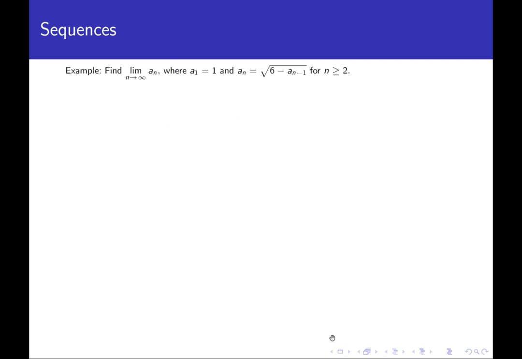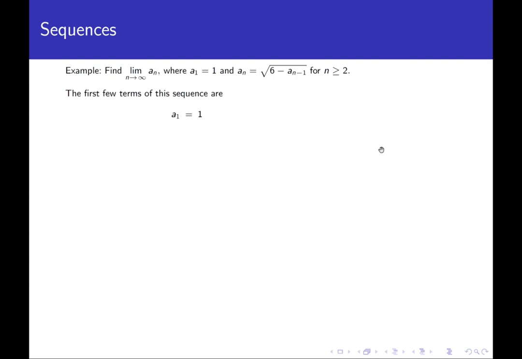All right, so let's look at a specific type of example. This is something that you haven't seen how to find limits of before, and this is the idea of a limit of a recursively defined sequence. So this one says it starts at 1, and then as you go up to higher terms, it's in terms of the previous one. So let's show what I mean by that by calculating the first few terms here.